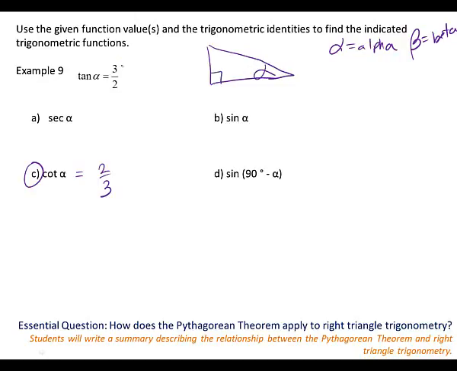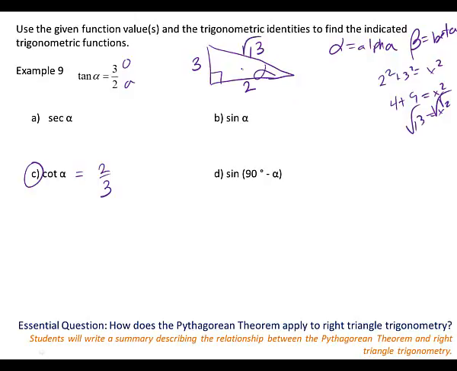Tangent is what over what in SOHCAHTOA world? So my opposite is 3. My adjacent is 2. How do we get the hypotenuse? Good old Pythagorean theorem. So 2 squared plus 3 squared equals x squared. What's 2 squared? 4. 3 squared, 9. So x squared is 13. Take the square root of both sides, so I get square root of 13 on that hypotenuse.